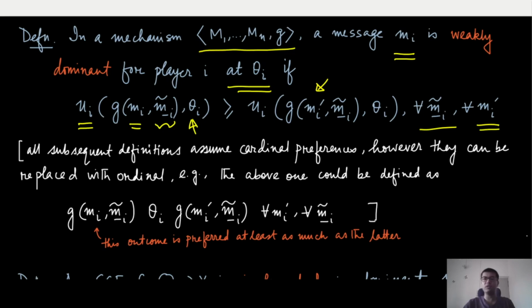So this inequality is actually saying that this strategy, the message mi, is weakly dominating all other messages in that message space. So that's the definition of weak dominance for messages.